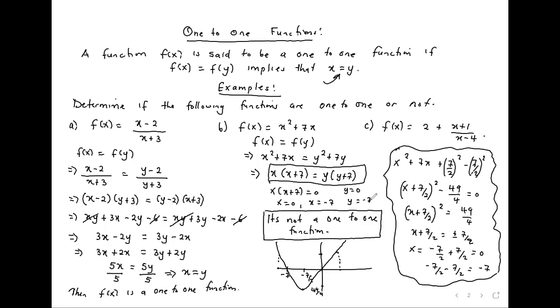Yes. To me, I think this is one-to-one. It's not one-to-one. The graph is saying no. So have you seen that the factors of x squared plus 7x will be 0 and negative 7, and the factors of y squared plus 7y will be 0 and negative 7?